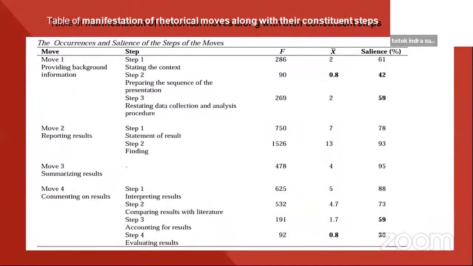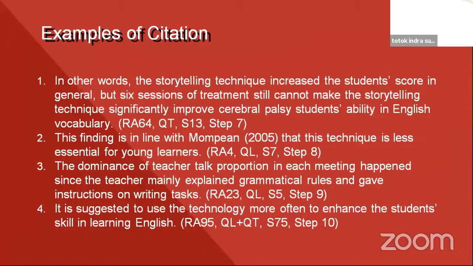This is the example. In other words, the storytelling technique increases the student score in general, but 6 sessions. So this is to hedge. Yeah, this is something like hedging, but 6 sessions of the treatment still cannot make the storytelling technique significantly improve vocabulary. Okay, and then the finding is in line with the argument that this technique is less essential for young learners, and so on.